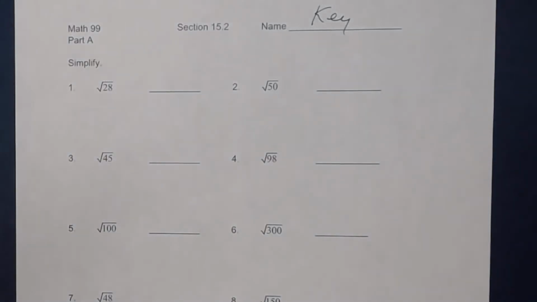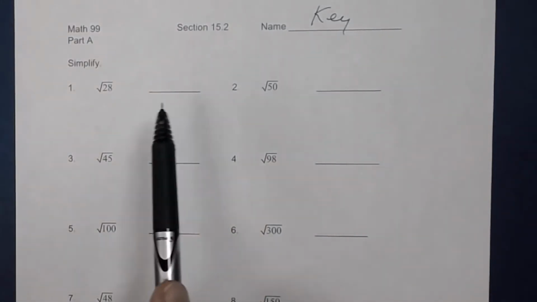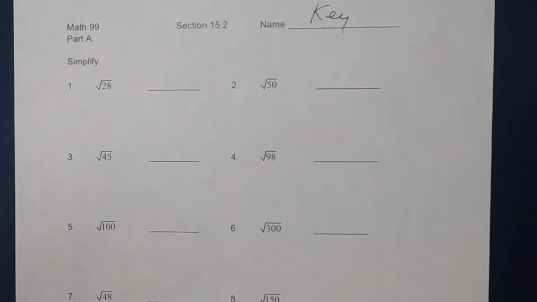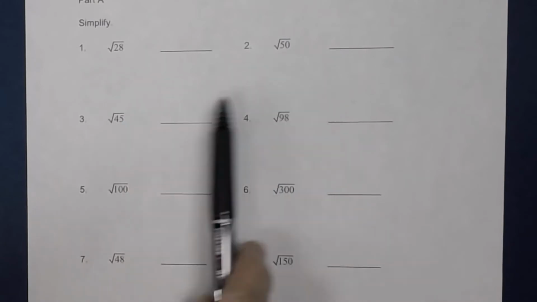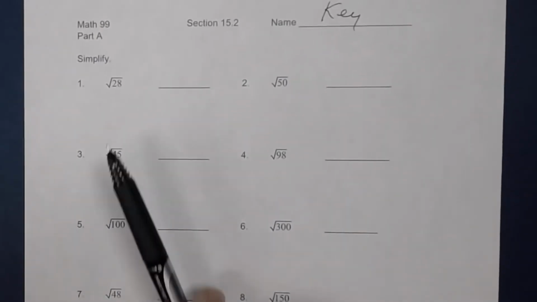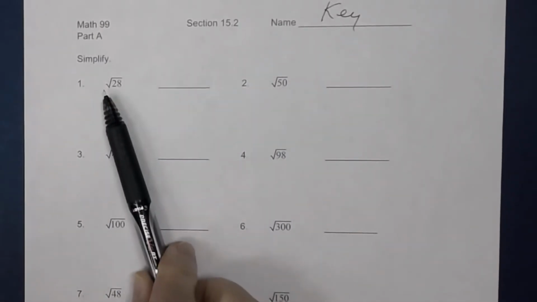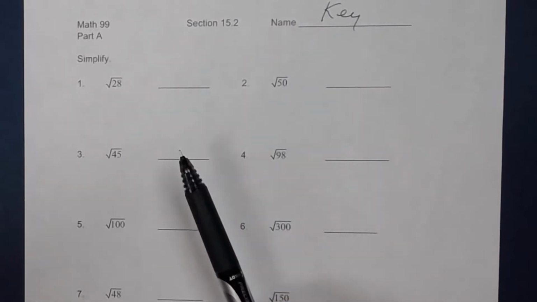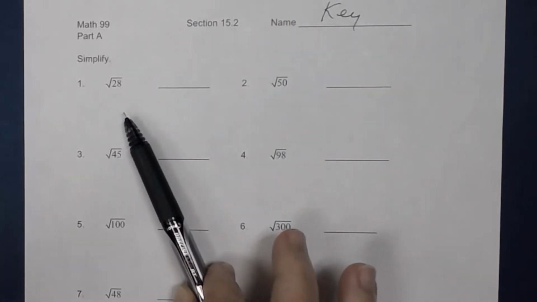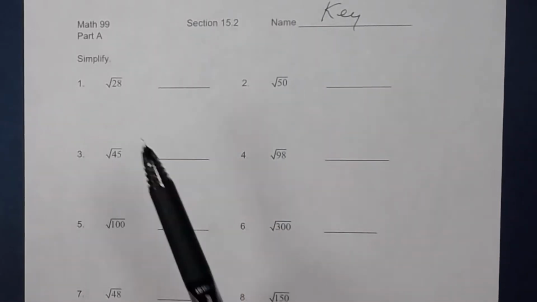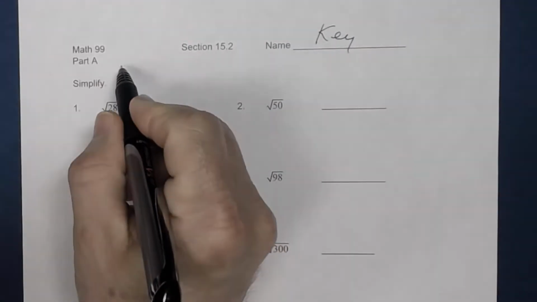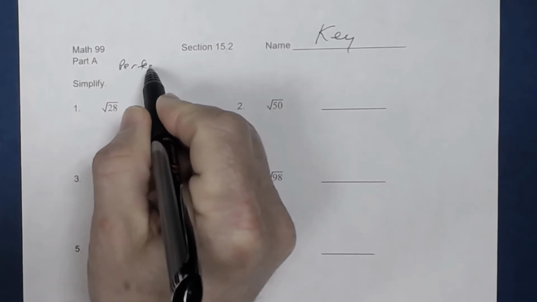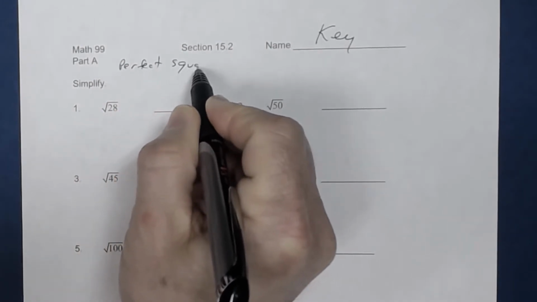Okay, so this is a key to worksheet 15.2 part A, and in this worksheet you're simplifying radicals, and these radicals are all square roots. Now when simplifying square roots, and these are square root of 28, square root of 50, and so on, since they are square roots, you're going to be looking for perfect squares. All right, so you got to remember your perfect squares.